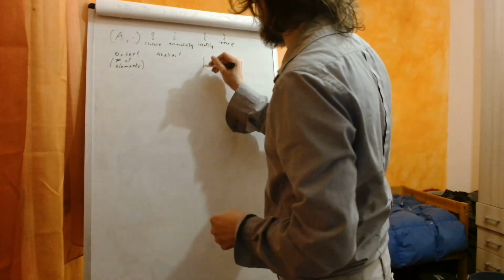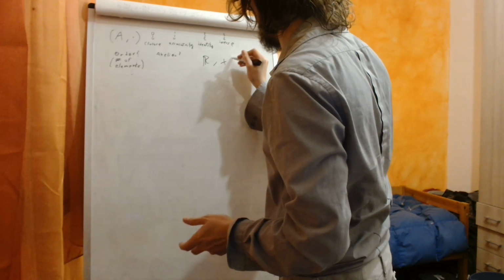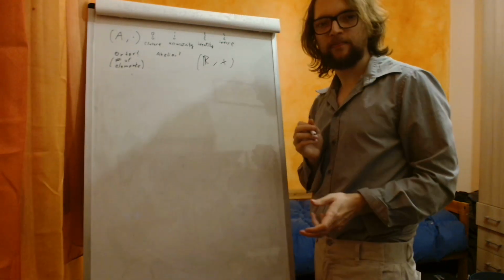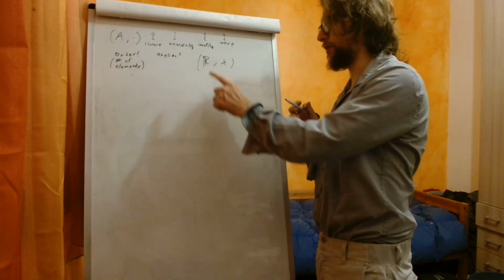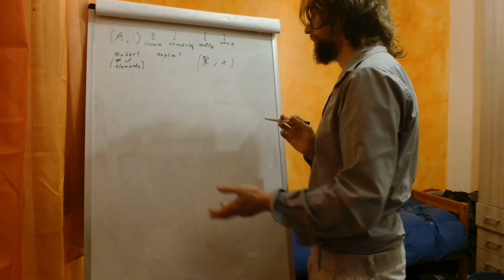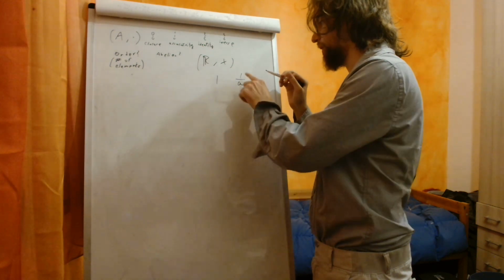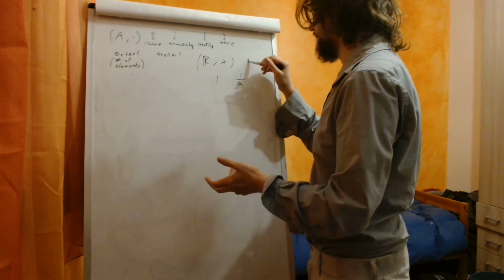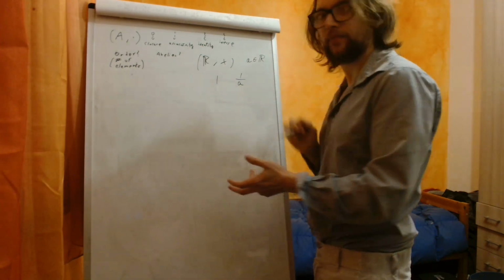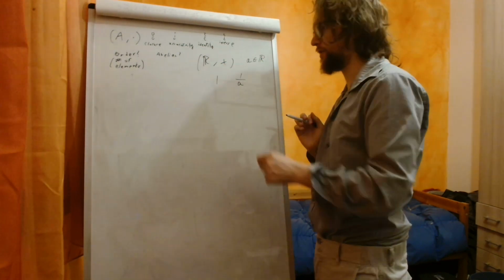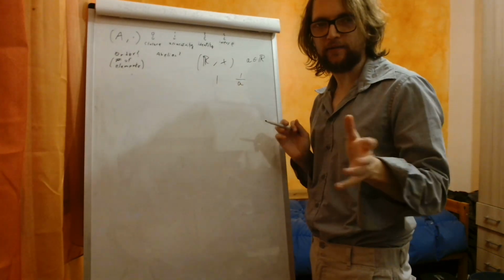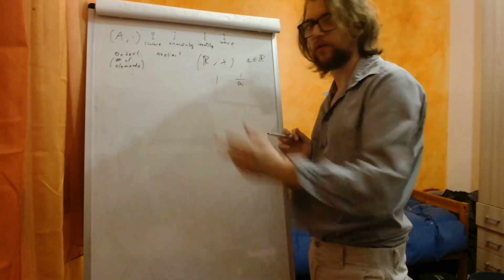Now, is a set of real numbers with multiplication a group? It is closed. It is associative. The identity is 1, and the inverse is 1 divided by a for every a in the real numbers, except when a equals 0. A equals 0 does not have an inverse, so this is not a group.